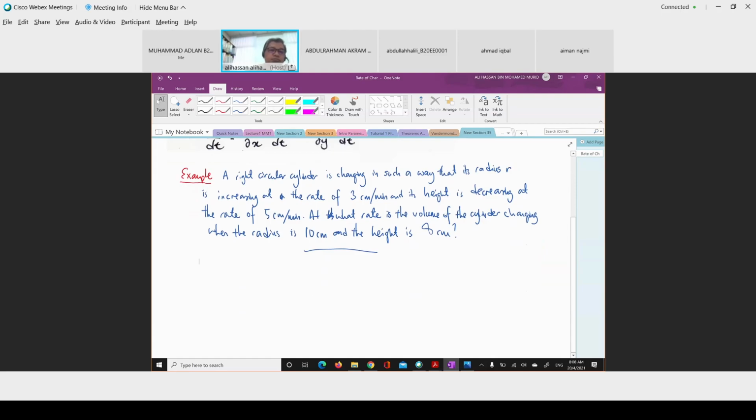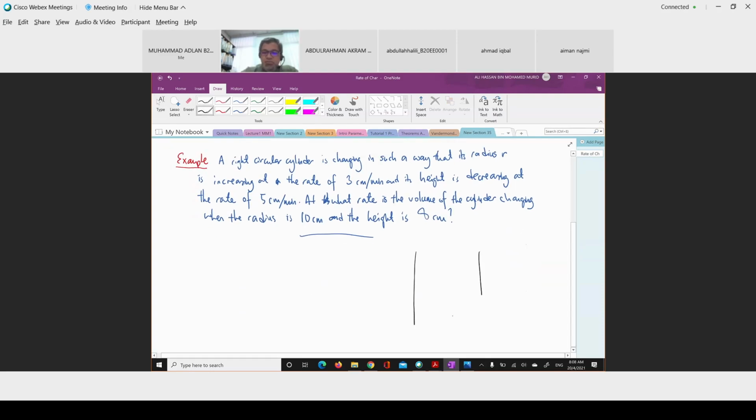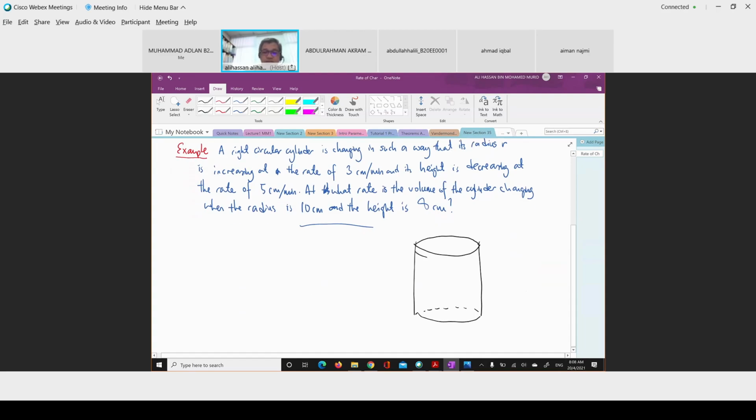So a right circular cylinder, let me make a sketch. Yeah, this is a simple sketch of a cylinder, and it has a base, it has a height h here, and radius r. What is given? It's given that r here is increasing. So dr/dt here is 3 centimeter per minute.